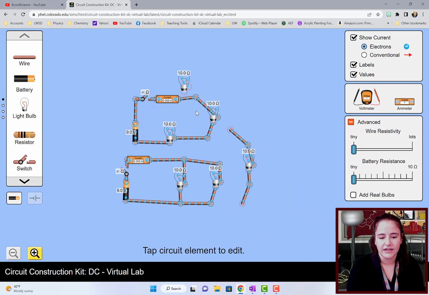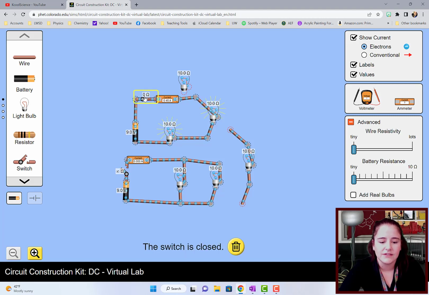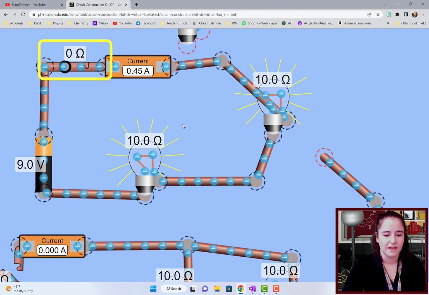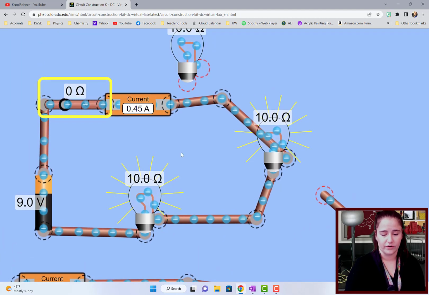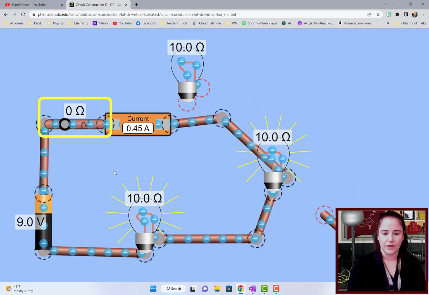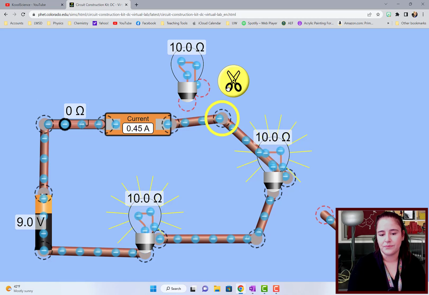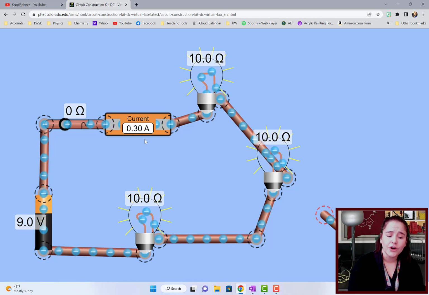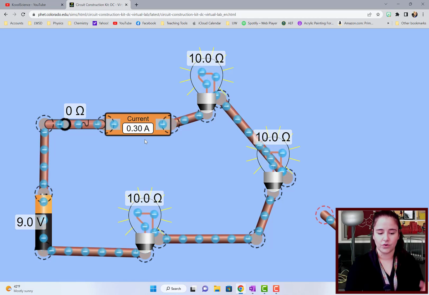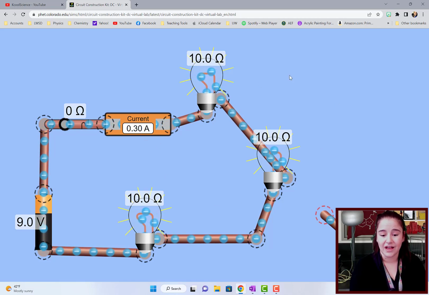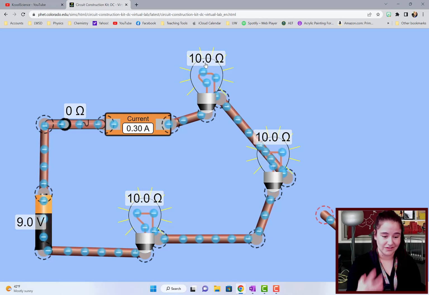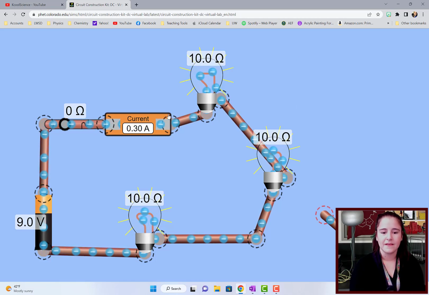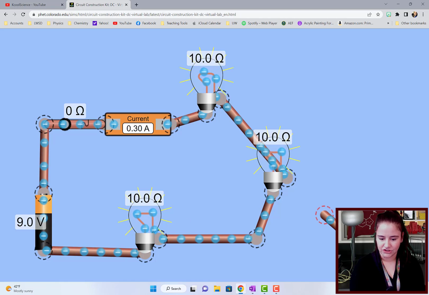I have a series circuit here with 2 light bulbs. As you can see, I can close the switch and we get 0.45 amps of current going through the 2 10 ohm ones. Now, if I break that circuit and add in another light bulb so we have more resistance, we can see our current decreases. We have less total current. Each of these got less bright. They're getting less voltage, less energy, so less power. And we have that relationship.